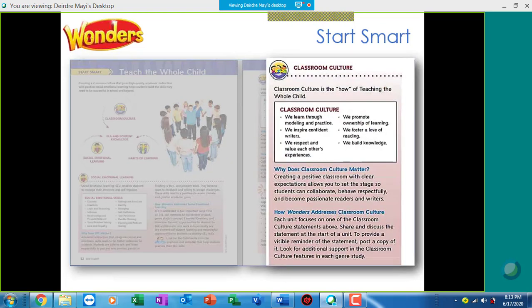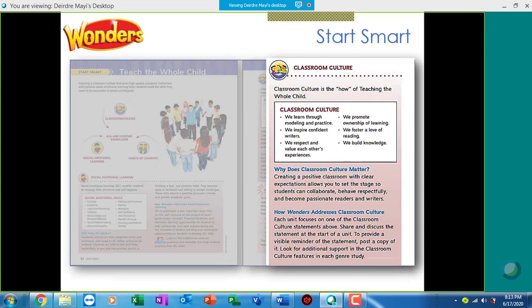Now, with respect to classroom culture, here are the things that we're going to emphasize. First, that we learn through modeling and practice. Next, that we inspire confident writers. We respect and value each other's experiences. We promote ownership of learning. We foster a love of reading. And we build knowledge.